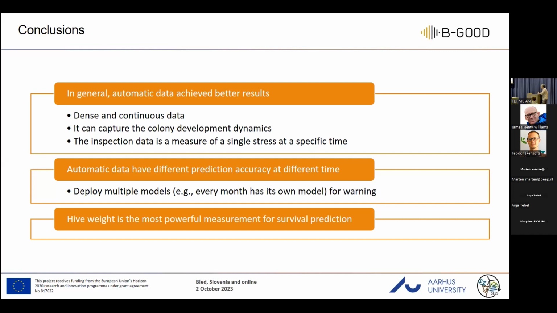And the second point is that the automatic data have different prediction accuracy at different times. That's why we have different results in different months. That suggests we deploy multiple models. For example, every month has its own model for the warnings. Then we can have better results. Again, hive weight is the most powerful measurement for this specific prediction problem.